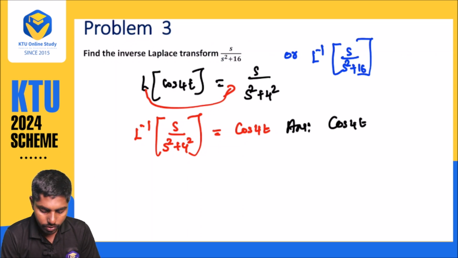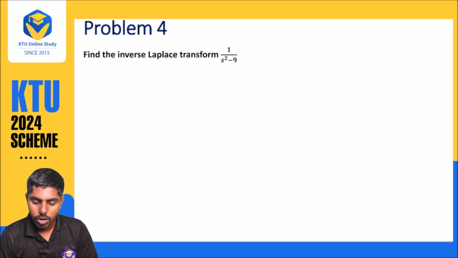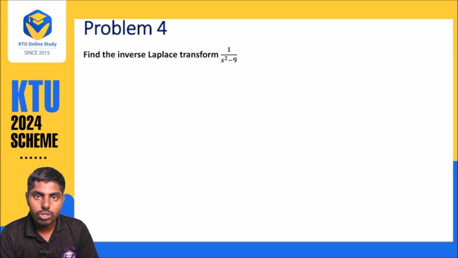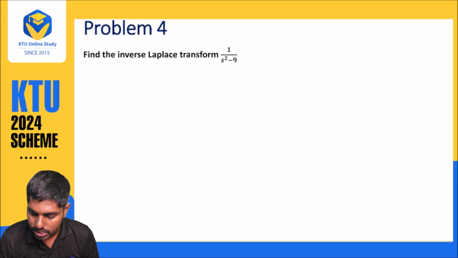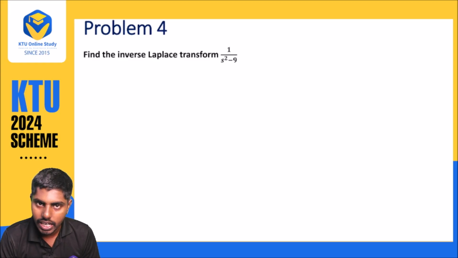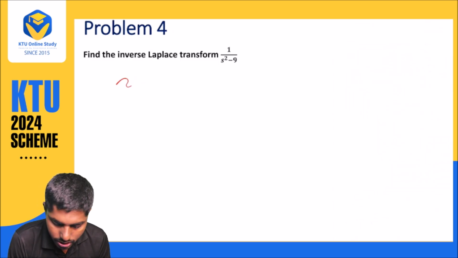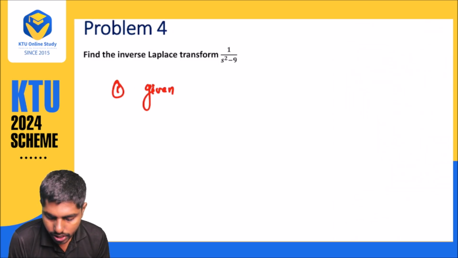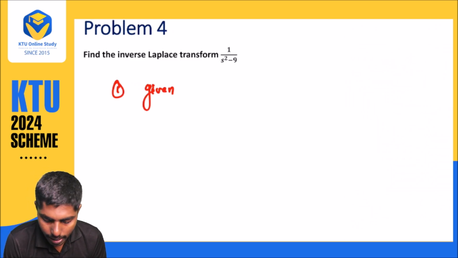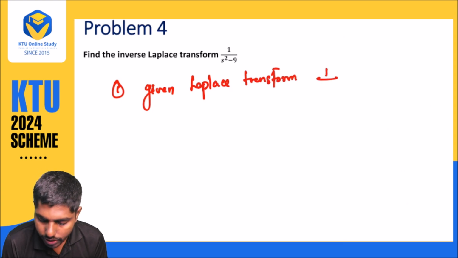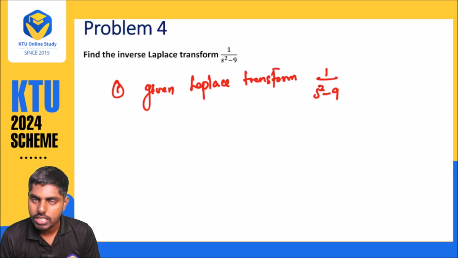What have they given in problem number 4? See, problem number 4, x square minus 9. So whenever minus is coming, what should strike your mind? It should strike you about the hyperbolic, that is something related to sin hat or cos hat. Given is the Laplace transform, inverse Laplace transform of 1 divided by x square minus 9. This is what they have given.